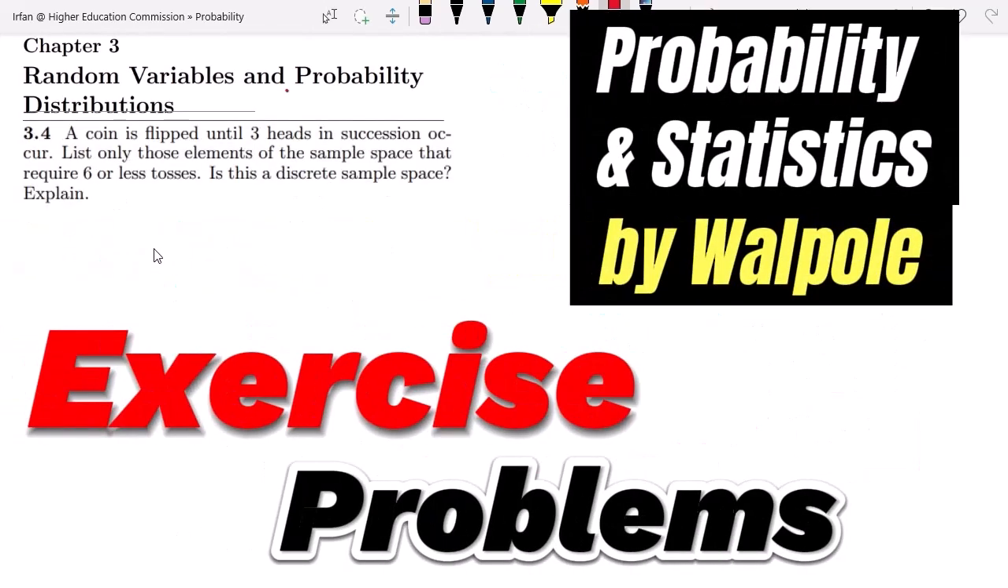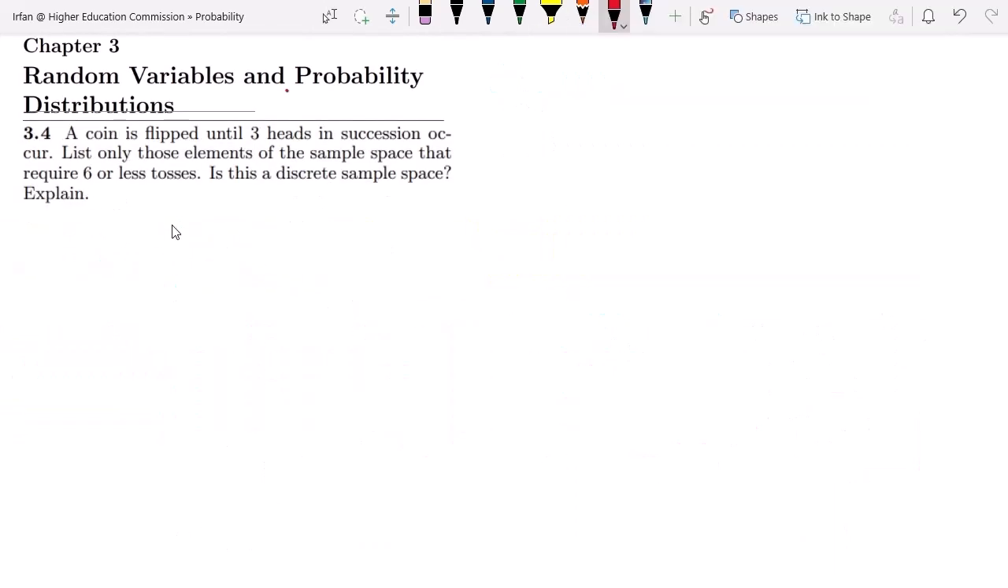Welcome back, guys. This is question 3.4 of chapter 3, and the statement it has is: a coin is flipped until 3 heads in succession occur. List only those elements of the sample space that required 6 or less tosses. Is this a discrete sample space? Explain.